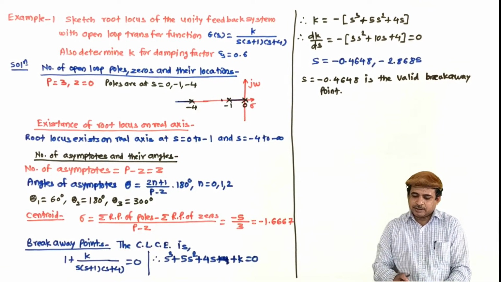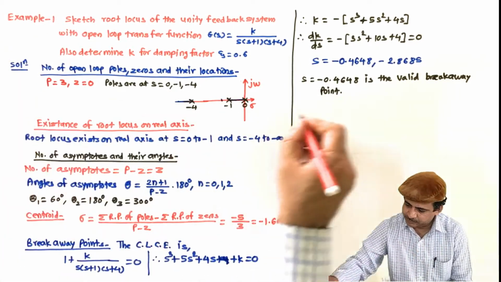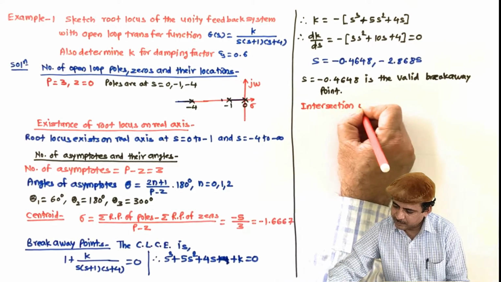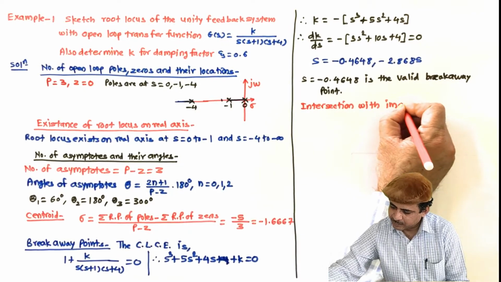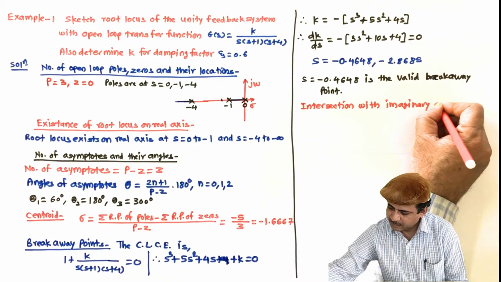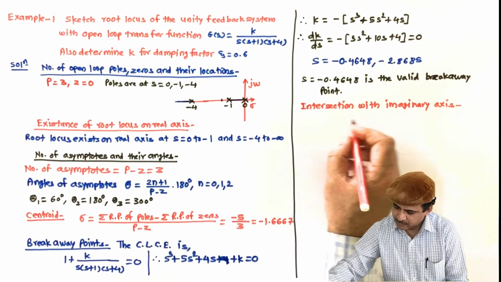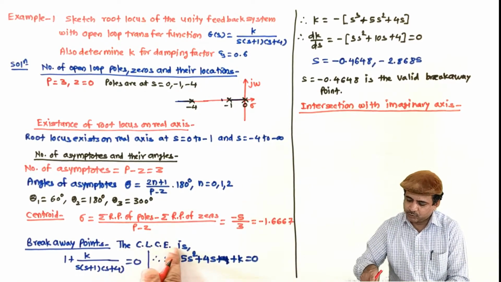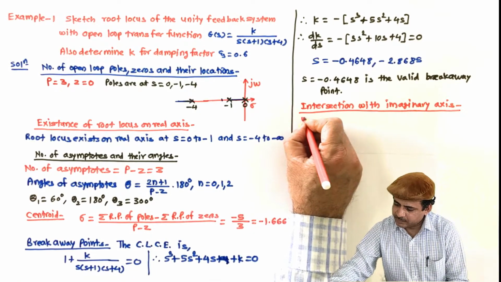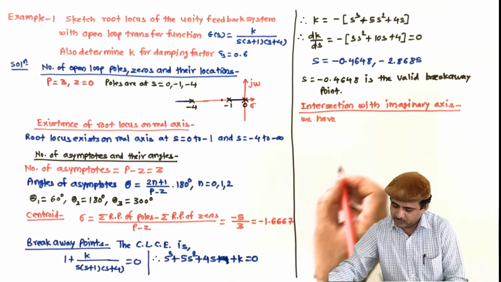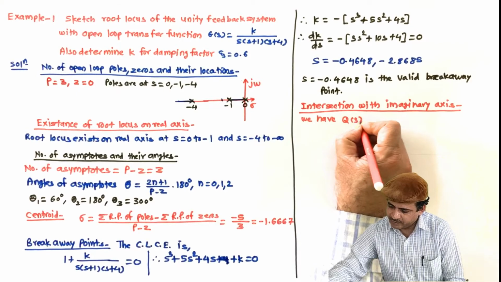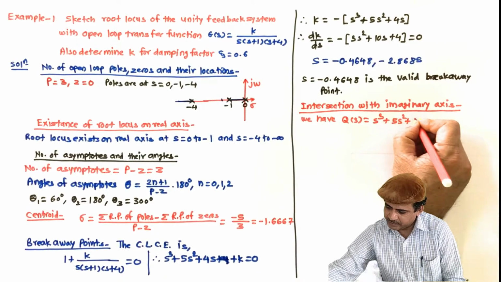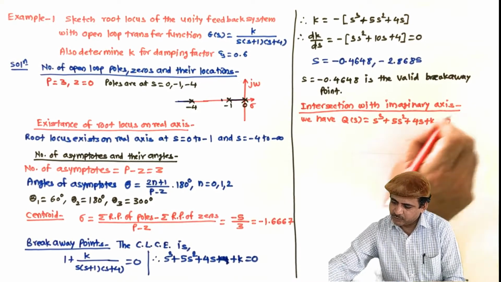Now next is the intersection with imaginary axis. So this is obtained using Routh stability test. So we have the closed loop characteristic equation, Q of s equal to s cube plus 5s square plus 4s plus K equal to 0.